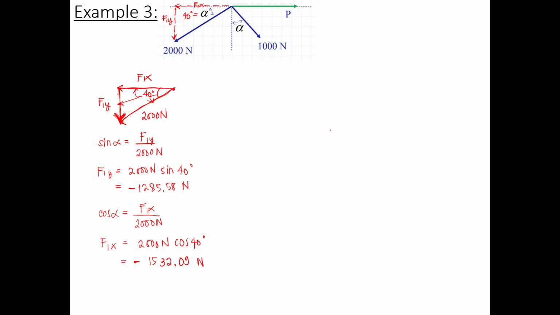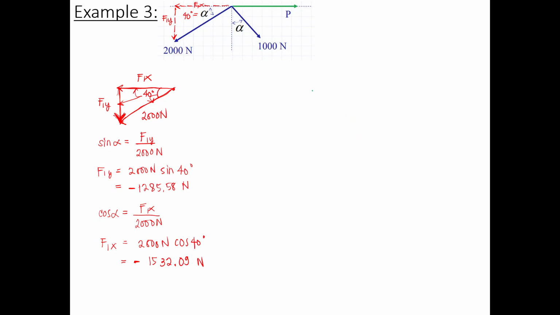Okay, so that's how you get the components of your F1 force, I mean the vertical and horizontal components of the 2000 newton force. So let's go to the second force, which is the 1000 newton force. Let's try another color for this. Let's try green.